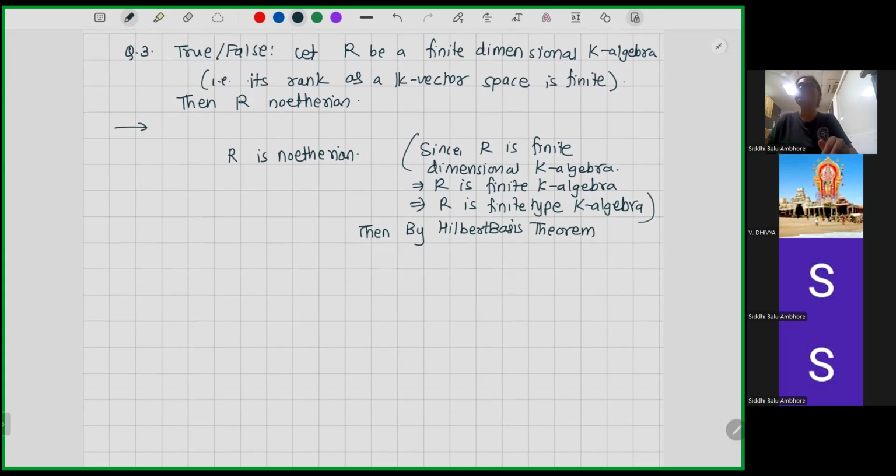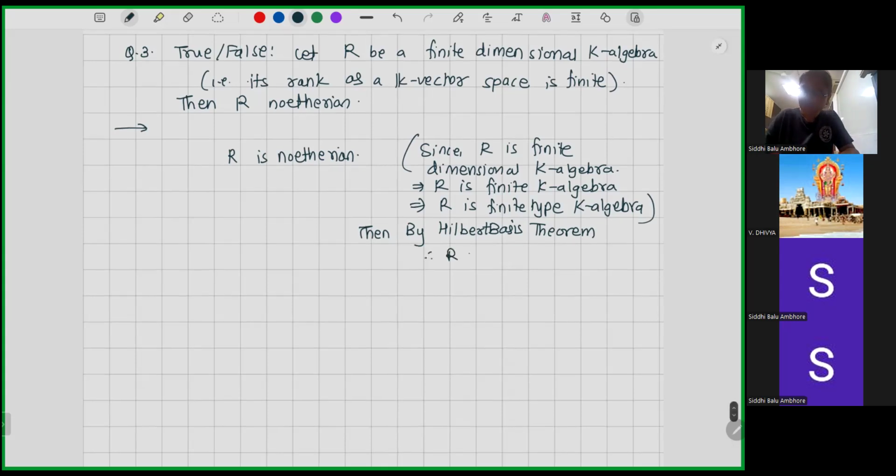Because K is a field, so K is Noetherian, and this R is a finite K algebra, meaning R is a quotient of a polynomial ring in finitely many variables over K. So it is Noetherian. Therefore, R is Noetherian. I hope this is clear why this is Noetherian.